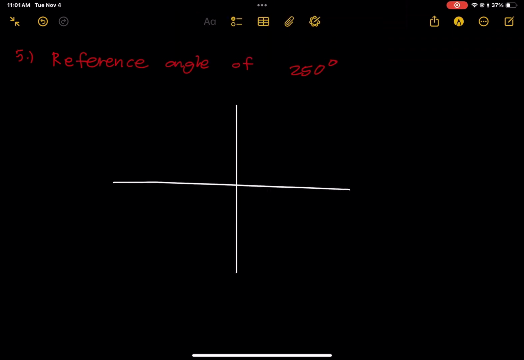Moving on to our next and last objective and our fifth problem. Let's find the reference angle of 250 degrees. First, let's draw our Cartesian plane and plot 250 degrees at quadrant 3. Let's mark it, 250 degrees.